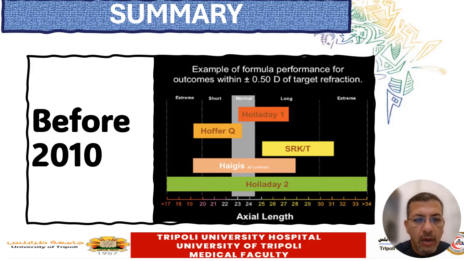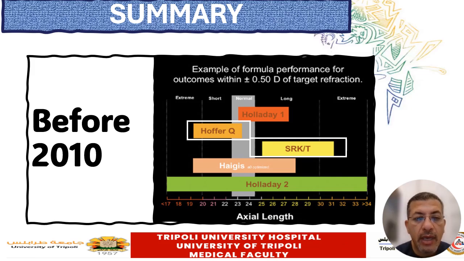Now all doctors and senior doctors, including me, are familiar with the commonest formulae that we were using before 2010, which, for short eyes, was the Hoffer Q formula, and for long eyes, we used the SRK/T formula. And we were happy with the result at that time. And at the end of 2010, the Holladay formula came, but it was not that popular at that time.